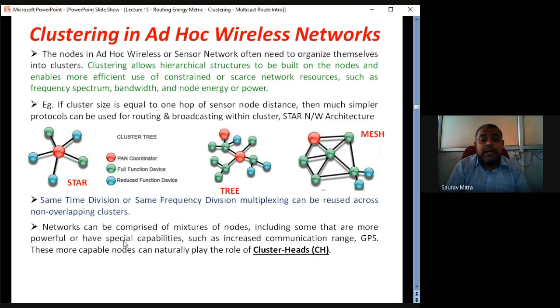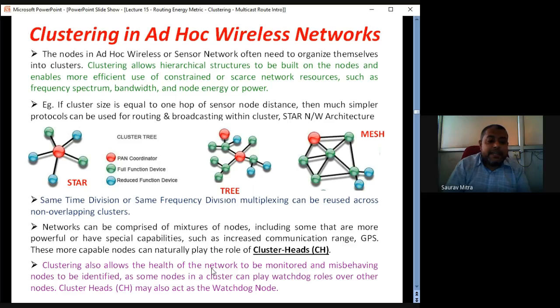Likewise, networks can be comprised of a mixture of nodes. Every node is powered in a different style. They are powerful and have different capabilities, such as increased communication range, GPS. These more capable nodes can actually play the role of cluster head. So among the six nodes, red can be the cluster head. If this cluster has to talk to another cluster, that job will be done by this red node.